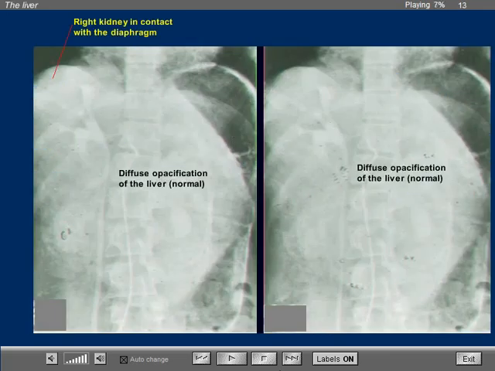These are late phases of an angiographic examination. Both the celiac artery and the superior mesenteric artery were studied in this patient. One can see the high position of the right kidney and the uniform opacification of the liver. There was no increased arterial supply to the liver. There was no evidence of a diffuse or focal liver abnormality.